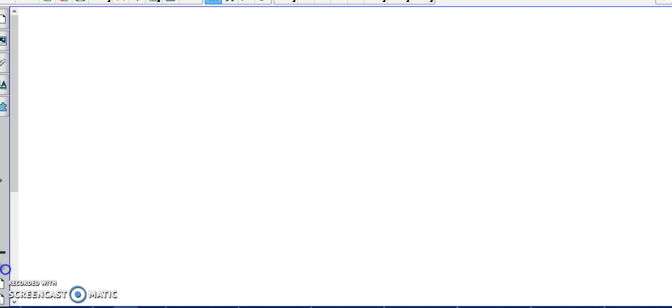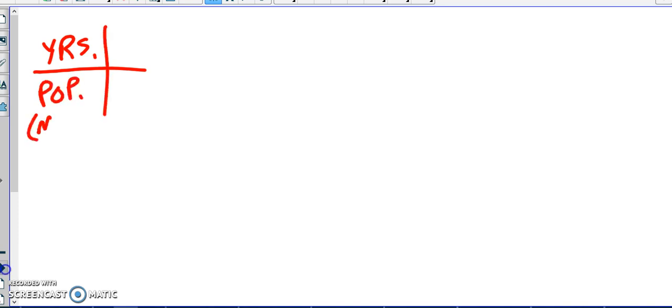So for instance, here's the US population. So the year 2000, so this would be years, and this would be population in millions. So in the year 2000, the population of the United States was 281.4. You know what? I'm going to pause this while I write this data table.